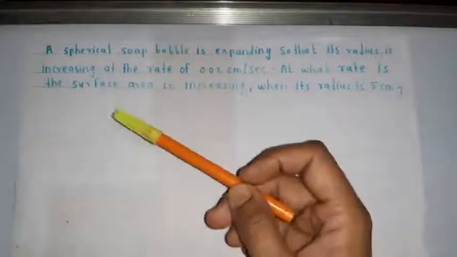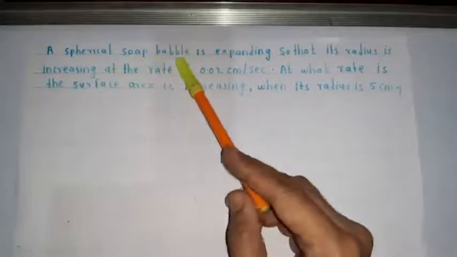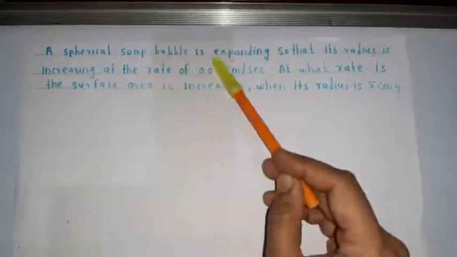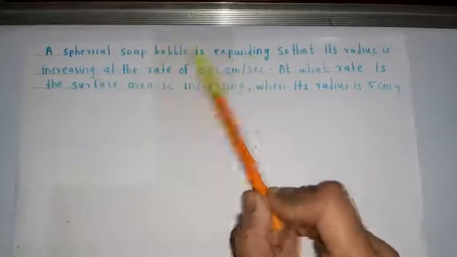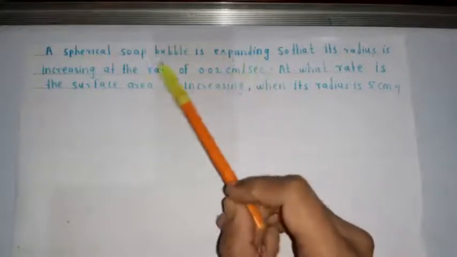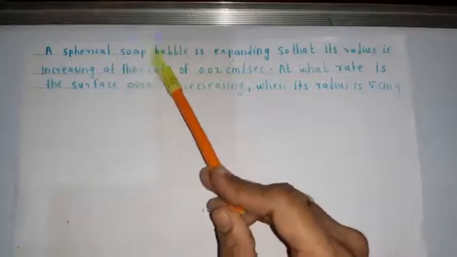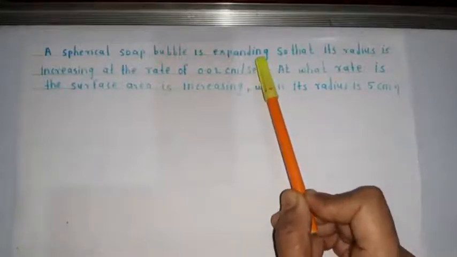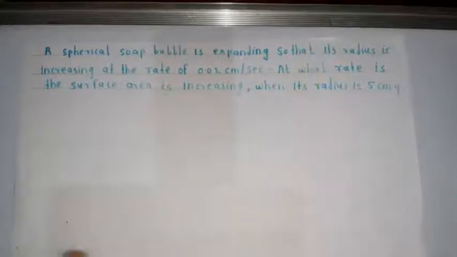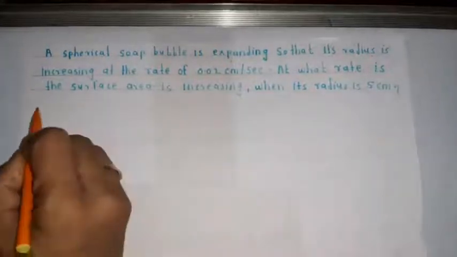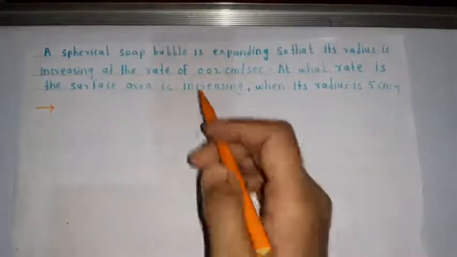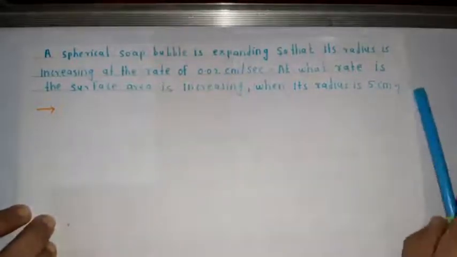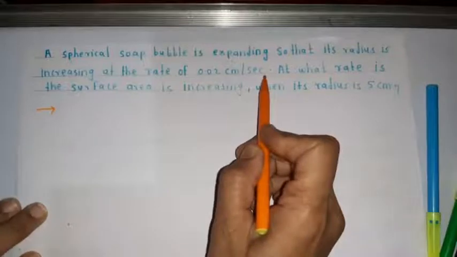The formula is that suppose we have given the spherical soap bubble and that is expanding. The bubble is expanding means we know the surface area of the spherical soap bubble. Spherical soap bubble means that is the sphere. That's why we require here the formula for the surface area of the sphere. So here let's suppose the spherical soap bubble is expanding so that its radius is increasing at the rate of 0.02 centimeter per second.